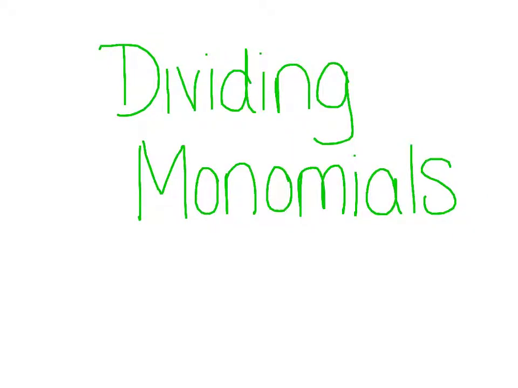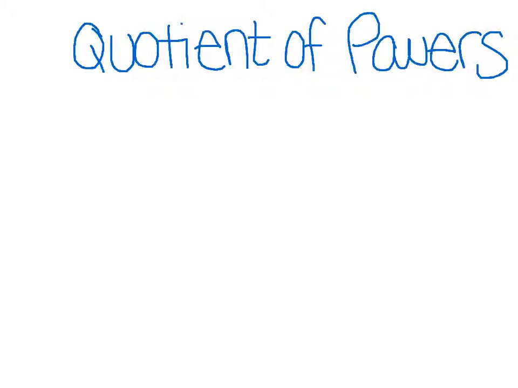Previously, we learned how to multiply monomials by keeping the base and adding the exponents, and then we learned about power of a power and product of a power. Today's lesson is on dividing monomials, so we're almost going to do the opposite of what we were doing before. The first rule you need to know is the quotient of powers.